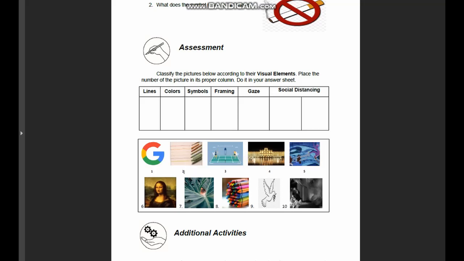For example, in which pictures shows lines. Okay, we will write the number. For example, we have number 1. We will put 1 in the first column. Okay, you must draw the box in order to put the numbers inside columns. All numbers, or 1 to 10 pictures, will be placed inside this box or this column. Okay, do it in your answer sheet.